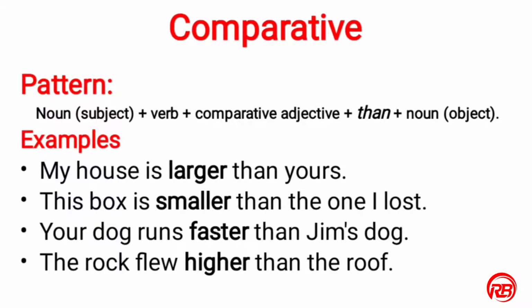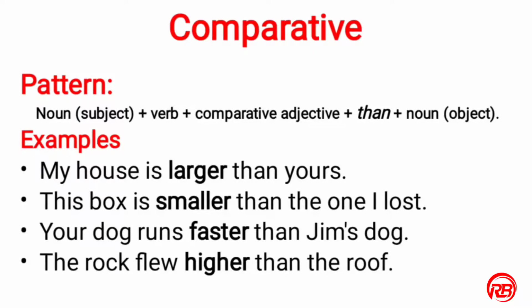In these examples, larger, smaller, faster, and higher are comparative adjectives. In these examples, we have two nouns, my house and your house. We compare the two houses, this box and another one, the one I lost. It indicates another box. Your dog and Jim's dog. The rock and the roof.